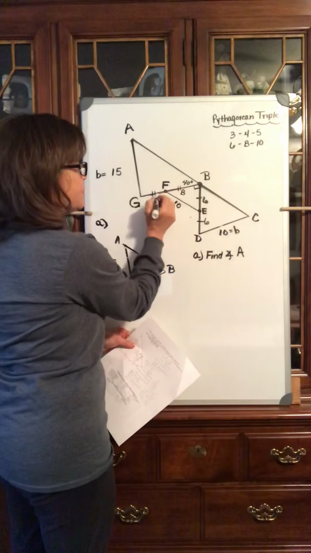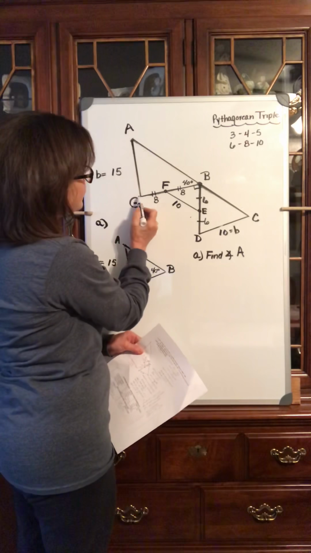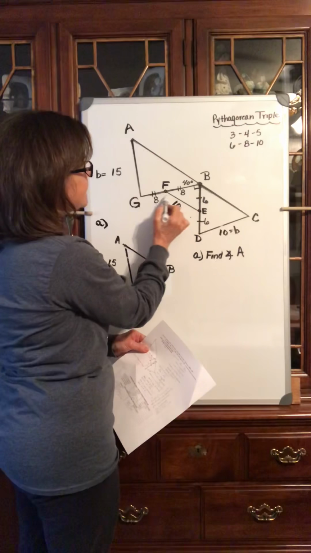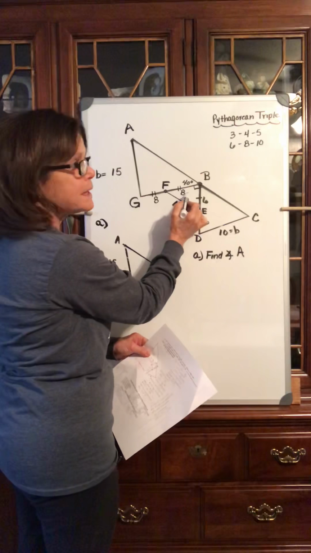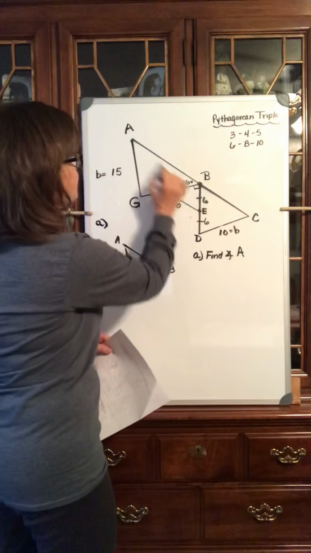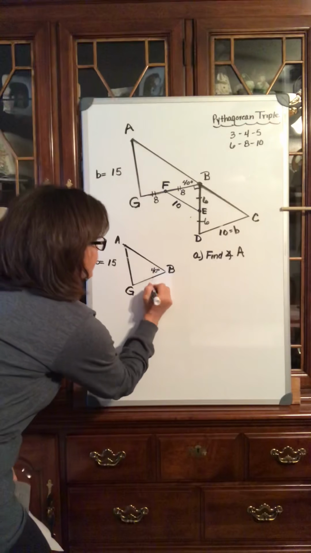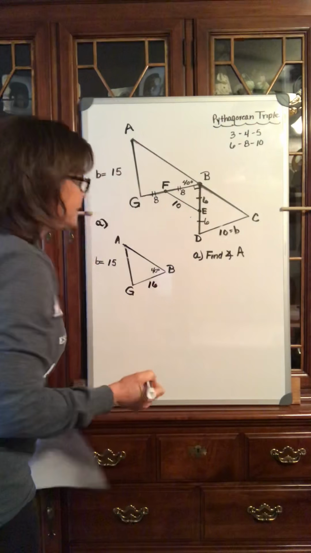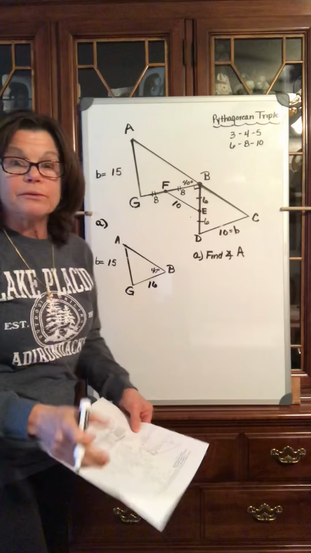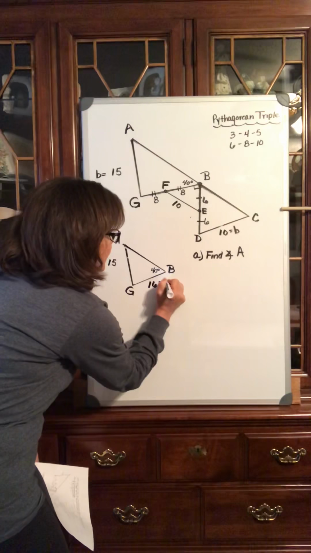Because these two pieces are congruent, this side is also 8. So the whole side from B to G is this 8 and this 8, so that whole side is 16. To find angle A, I redrew this top triangle. We just figured out that this side is 16. To find the measure of angle A, this would be my lowercase a in this triangle.